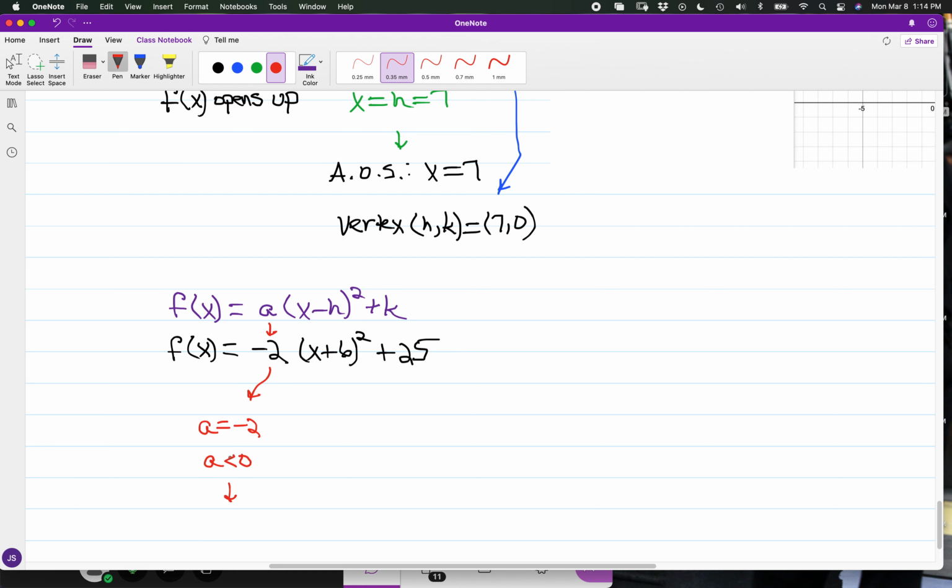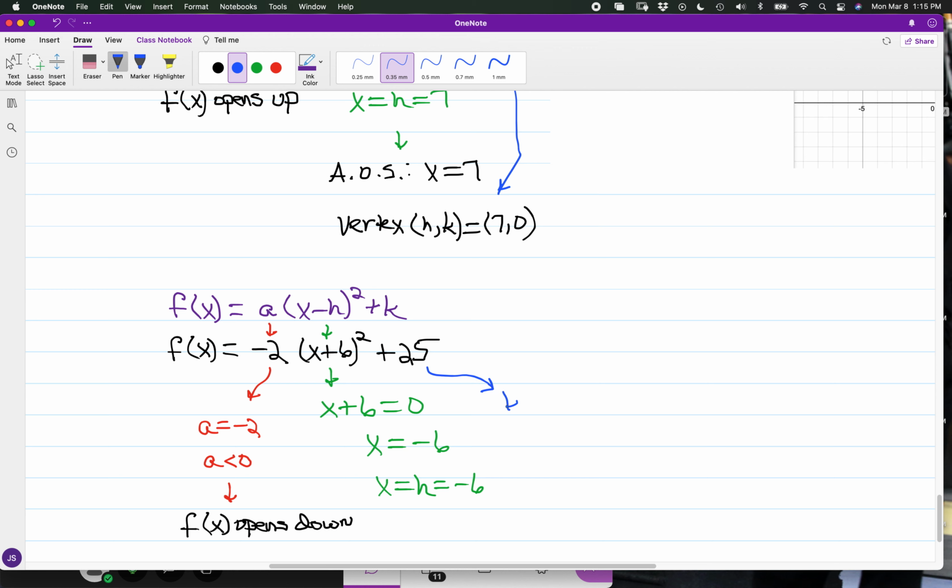And x minus h, okay, now the general format has a binomial of subtraction, and we have here not a binomial of subtraction, but one of addition. So the h value is going to stem from the zero of setting the binomial x plus 6 equal to 0. I have that x is equal to negative 6, so h is equal to negative 6. And with the 25 added at the end, k is equal to 25.